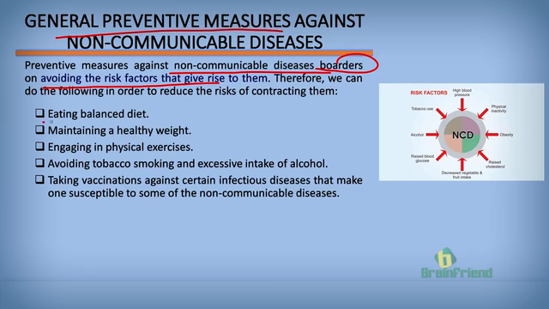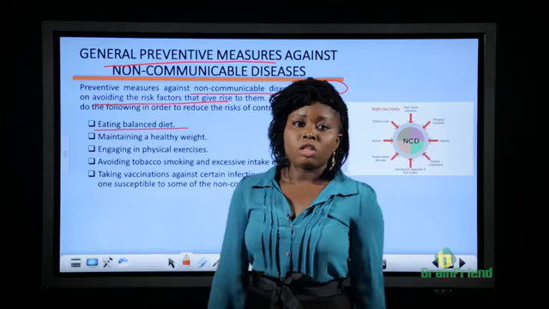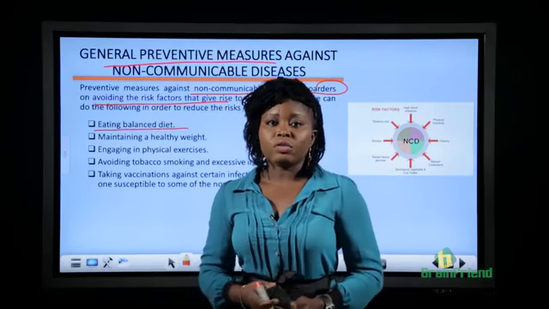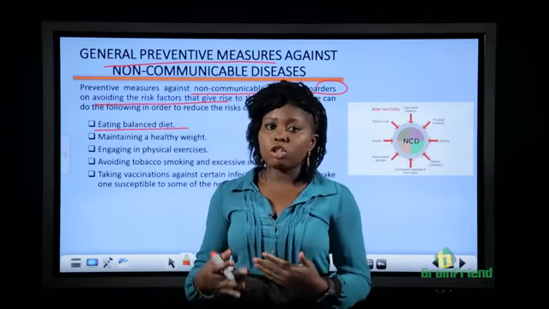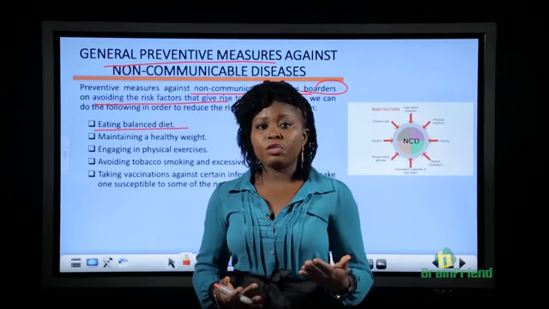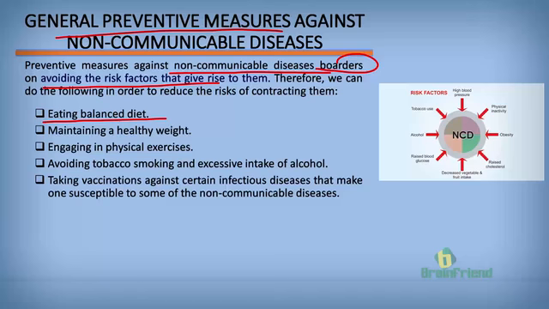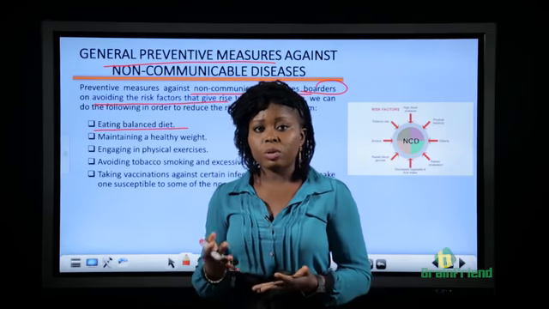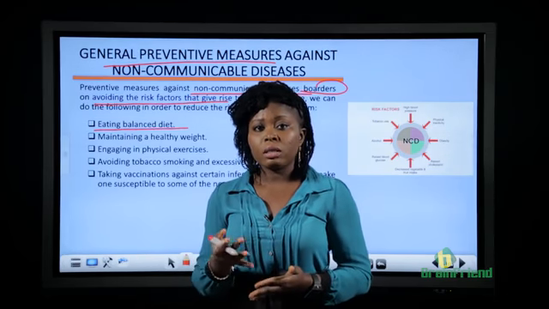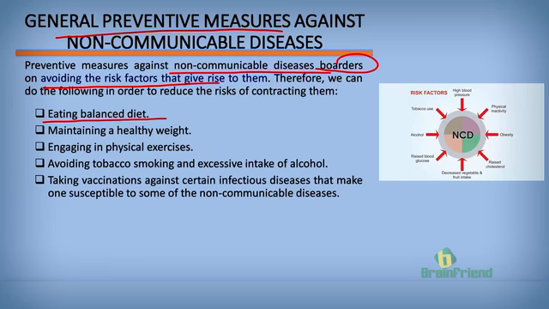The first thing we must do is eat a balanced diet. We must make sure that for every meal we take, breakfast, lunch, or dinner, the 6 classes of food are represented. We must make sure that we have carbohydrates in our meals, proteins, fats and oil, minerals, vitamins, and water. Eating a balanced diet is very, very important.